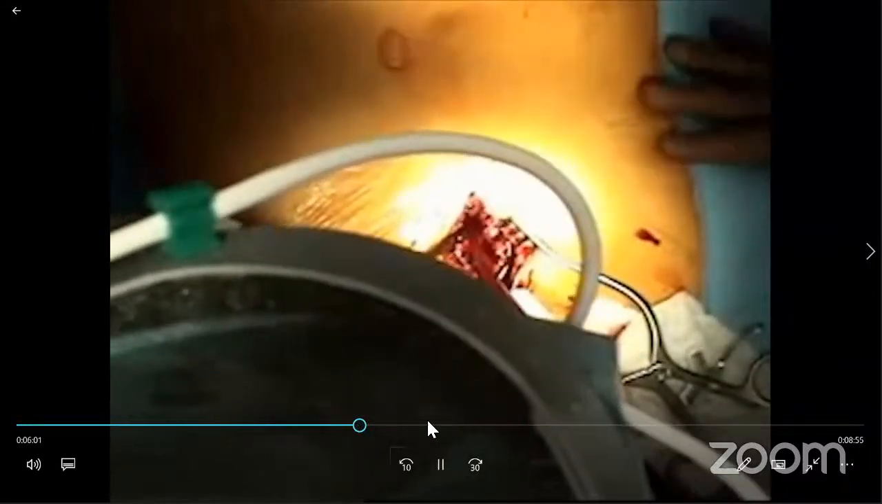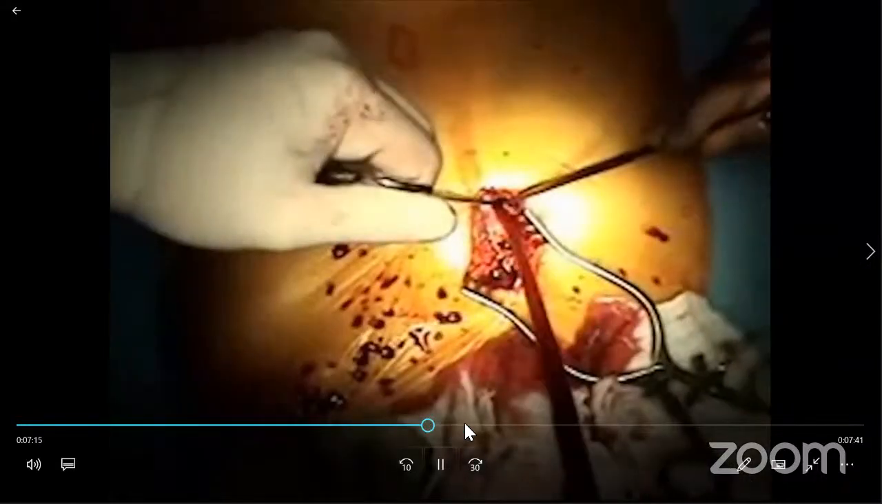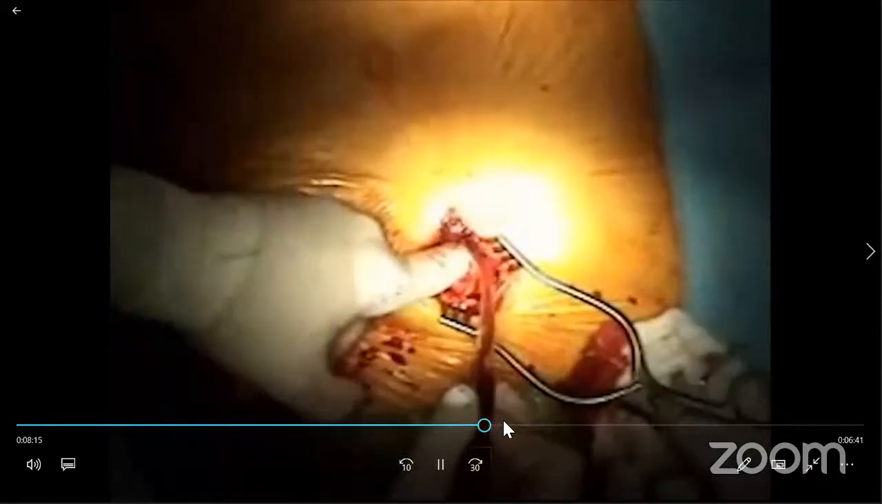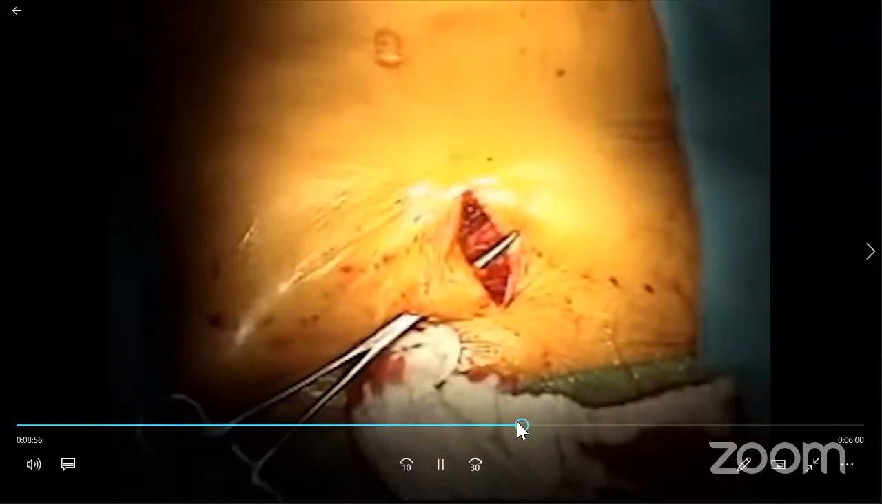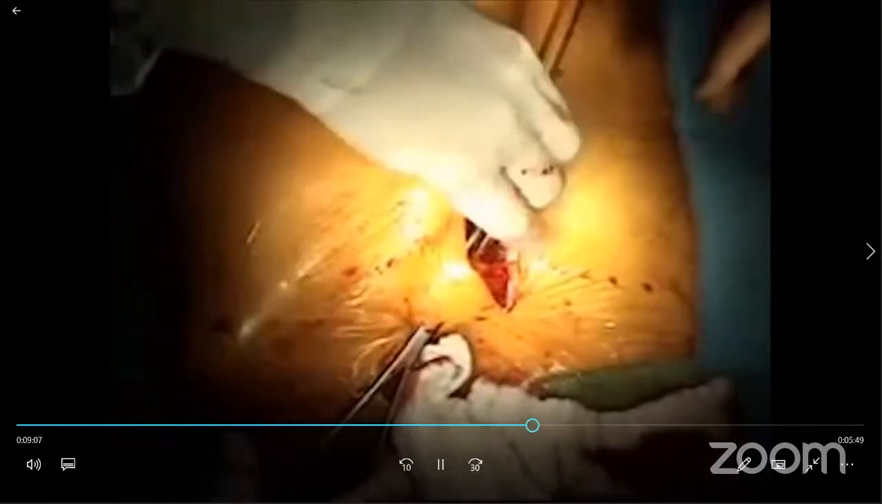Then the sucker is inserted into the pericardial space and the fluid is drained. Then through a separate incision, the tube is inserted into the pericardial space and connected to the drain, and the incision will be closed in layers.